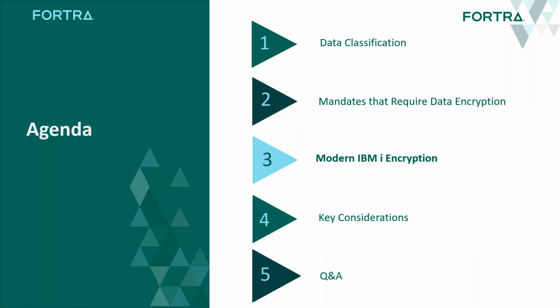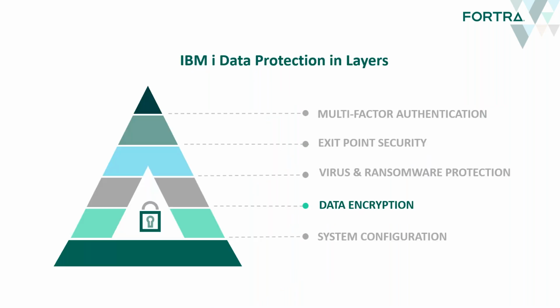So when we look at encryption and encrypting sensitive data on the IBM i, which is very often that core server for many of the businesses, the sensitive information is going to be there. So how you're going to protect it on the IBM i is through that encryption. It is one of the many layers of data protection you can add to the IBM i.